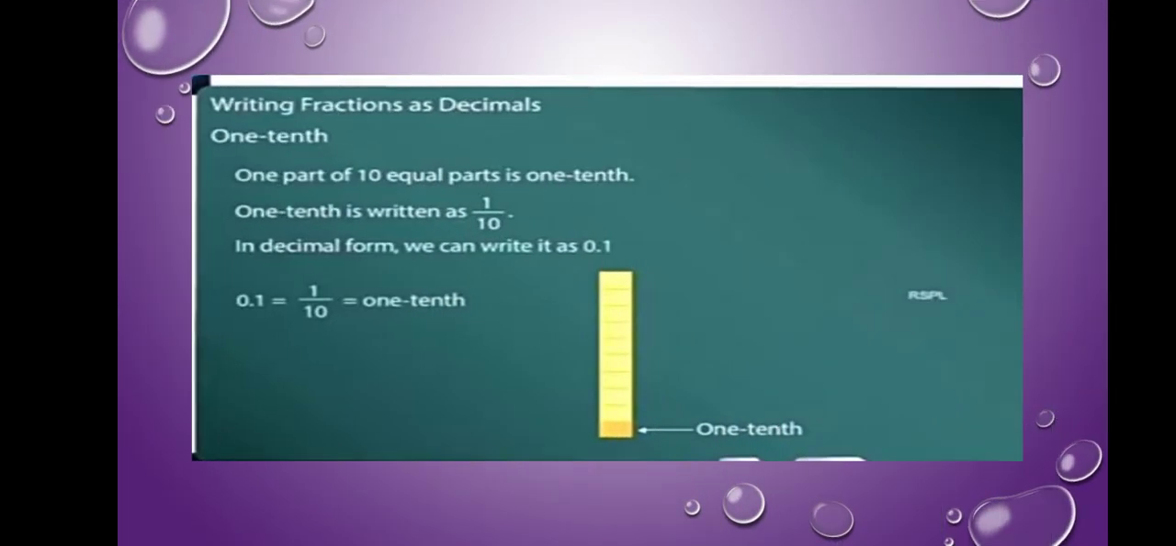Writing fractions as decimals. For writing a decimal fraction as a common fraction, the denominator is written with 1 followed by the number of zeros equal to the number of digits after the decimal point in the decimal fraction, and the numerator is the number given in the decimal fraction but without a decimal point. I hope you are able to understand what we have to do for writing.